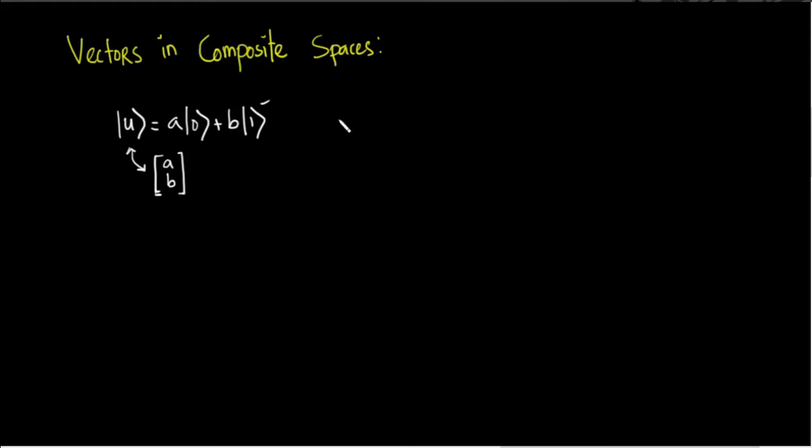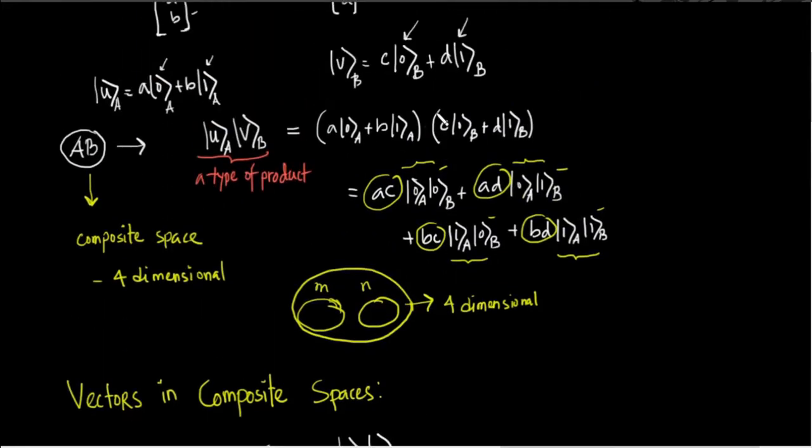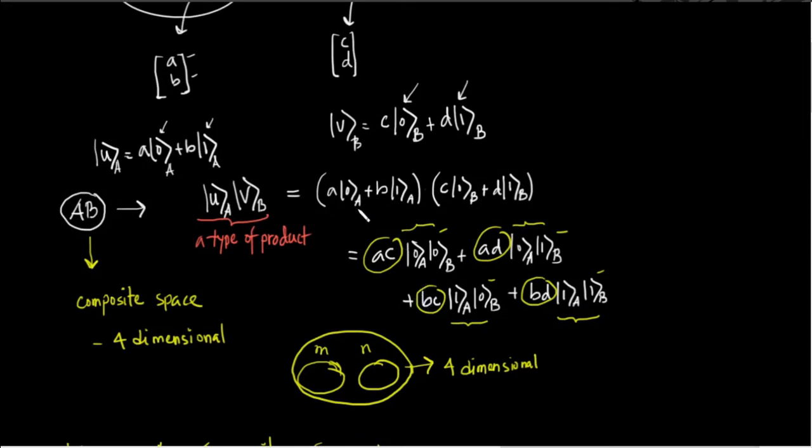All right, so in the last example we saw that we had a vector in the space A and a vector in the space B. After expanding them out, I will just go back, and this was the form of the vectors: a0 plus b1, c0 plus d1, and we expanded out and we got this form. So if we want to write this vector in a column matrix form, what would be the column matrix?